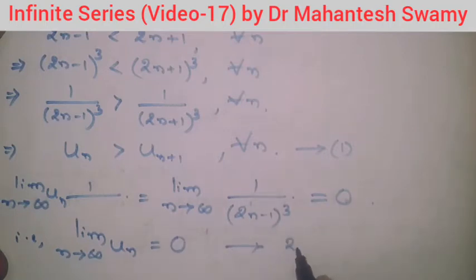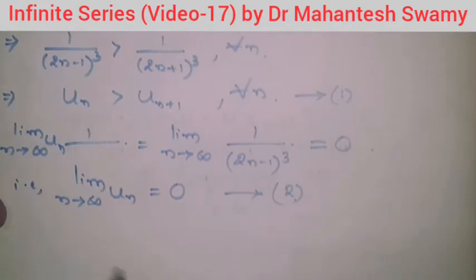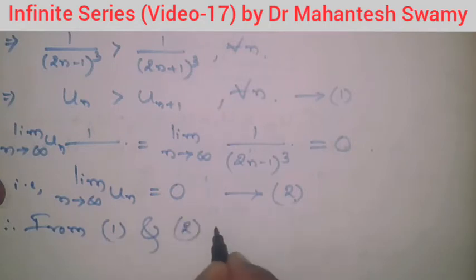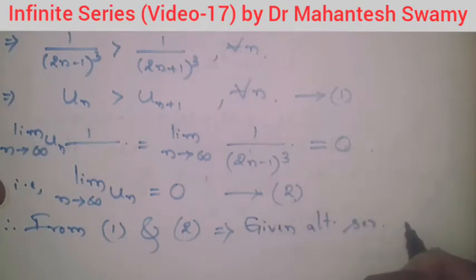This is the second condition of Leibniz test. Both the conditions are satisfied. Therefore, from 192 we can conclude, it implies the given alternating series is convergent as per the Leibniz test. So the first part of the solution is over. So let us move on to the second part, absolute convergence.